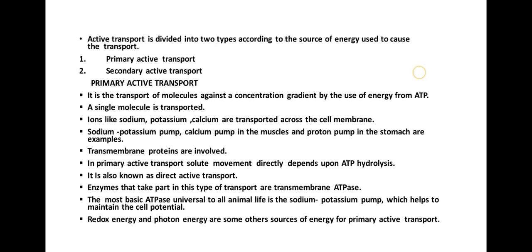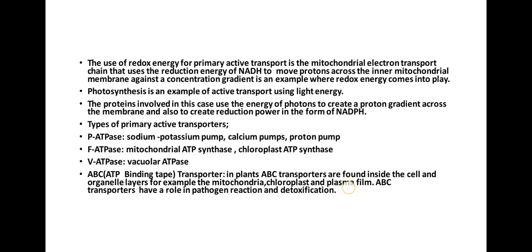Transmembrane proteins are involved. In primary active transport, solute movement directly depends upon ATP hydrolysis. It is also known as direct active transport. Enzymes that take part in this type of transport are transmembrane ATPases. The most basic ATPase universal to all animal life is the sodium-potassium pump, which helps to maintain the cell potential. Redox energy and photon energy are some other sources of energy for primary active transport.